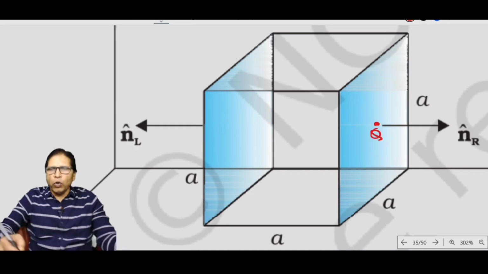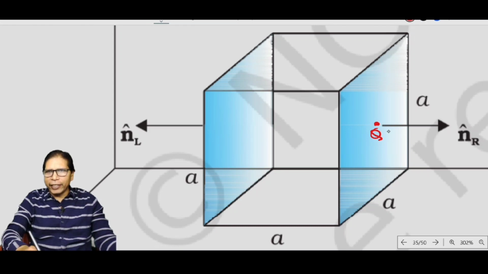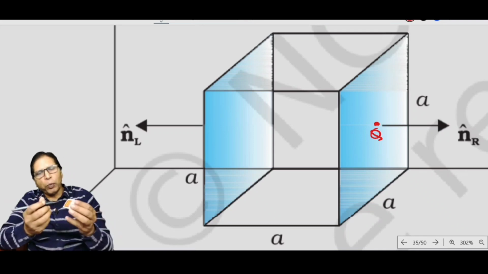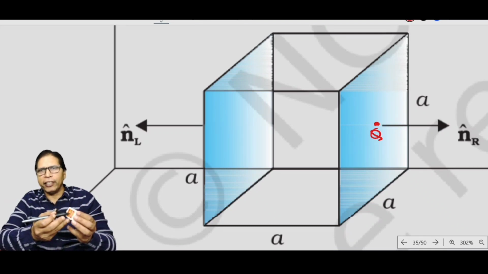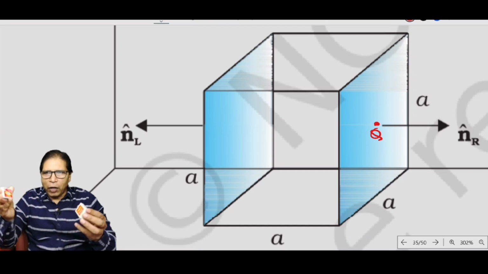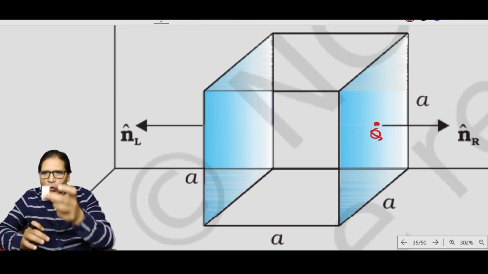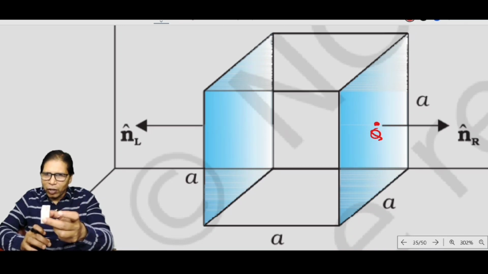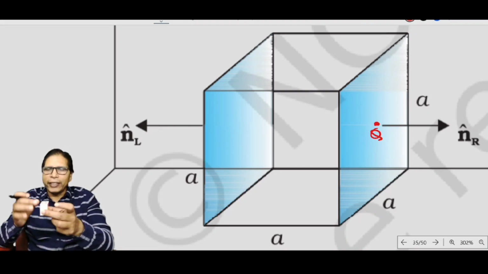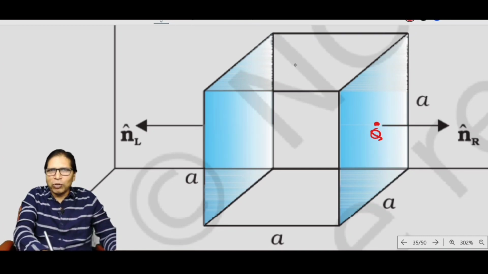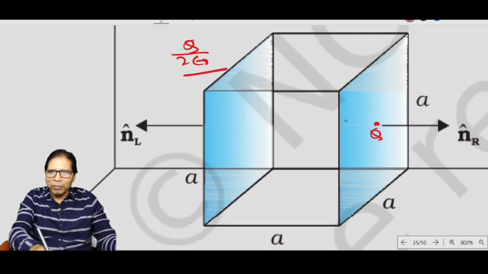Now, charge q is placed at the center of a face. What is the flux through this cube? Suppose this is the face center, with charge q here. If another identical cube is placed over it, then the charge q remains within the combined box. So the total flux is q by epsilon naught, and half of the flux passes through this cube. So the flux through this surface is q by 2 epsilon naught.